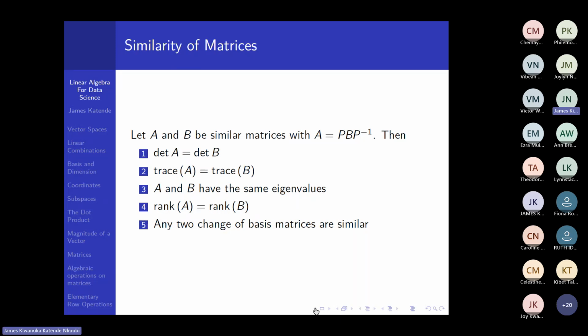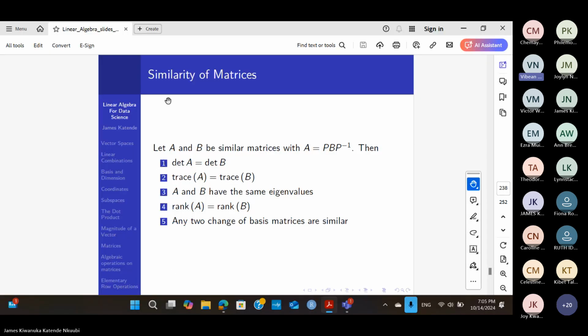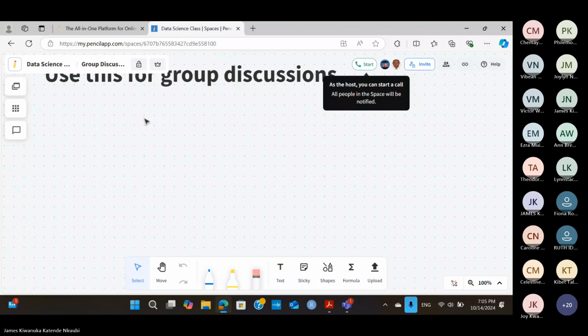Make sense as there, or you need some clarification? Yes, please clarify. So let me write down, similar.